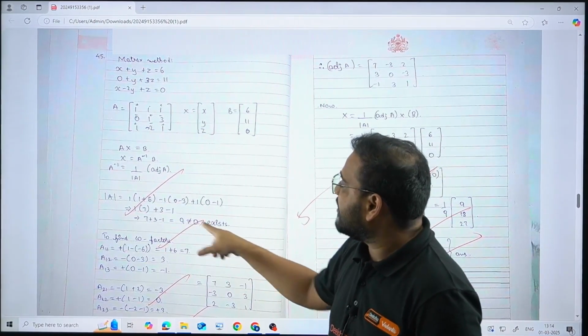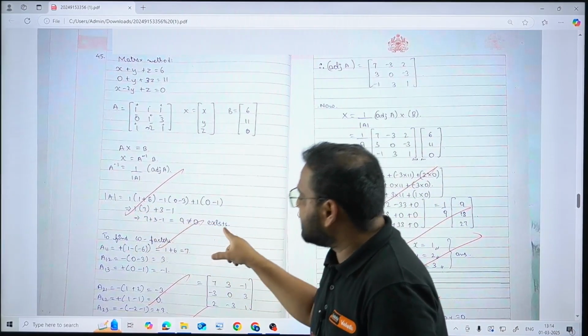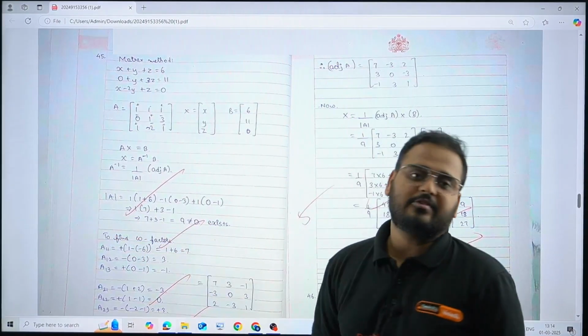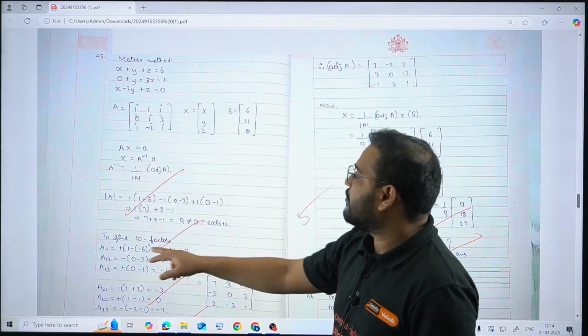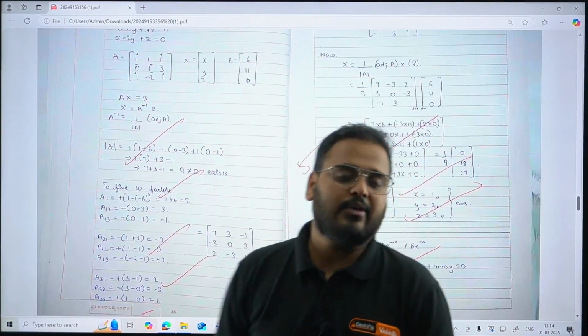So what exists? Inverse exists. You can simply write here A is a non-singular matrix. A is a non-singular matrix. Okay, now what you can do, find the cofactors for each of the terms, A11, A12, like that.